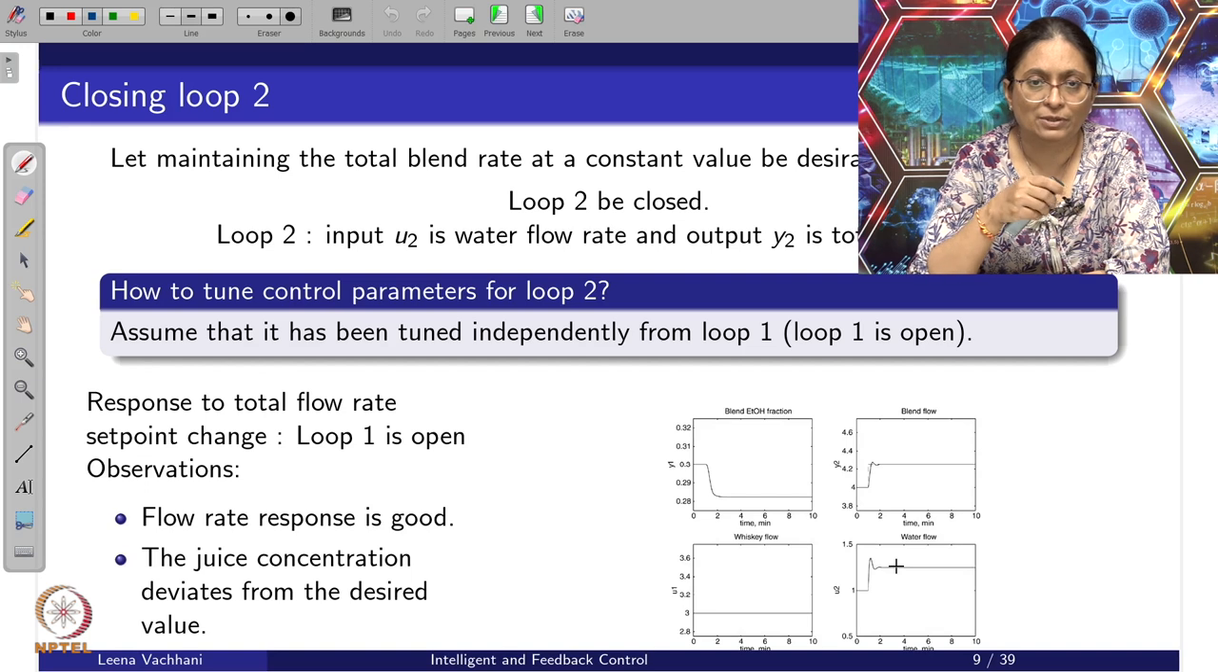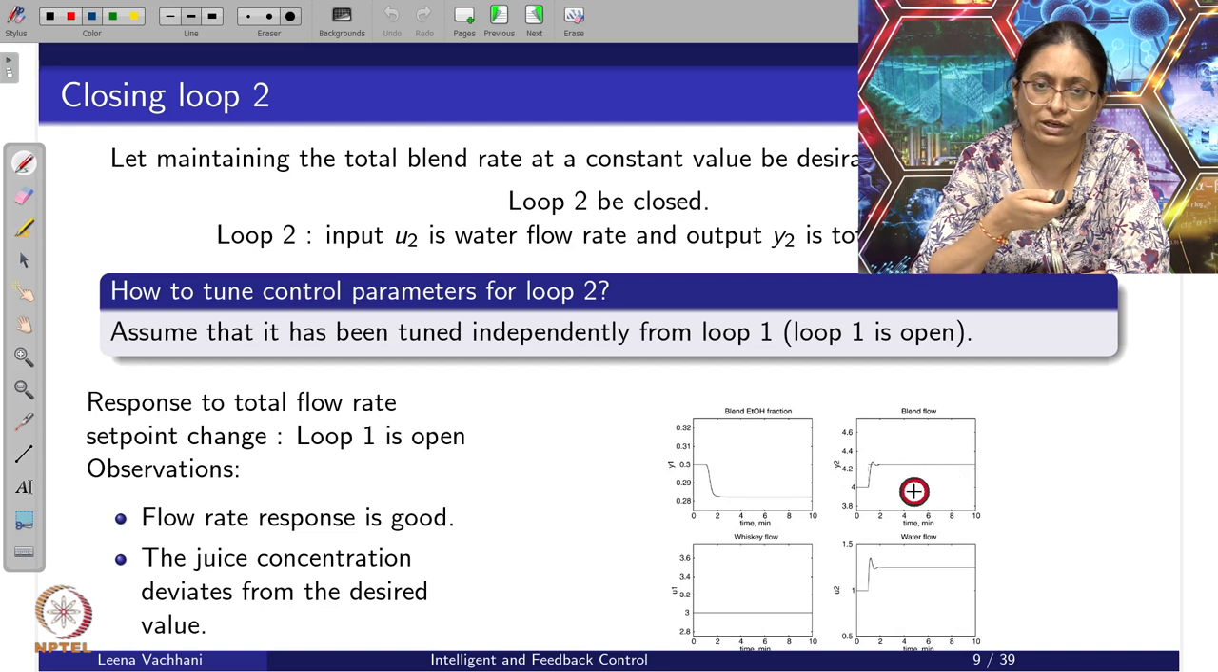If that is the case, then as soon as there is a change in Y1, say Y1 was changed from 0.3 to 0.29, 0.28, fine, Y1 has changed. Now we have given the disturbance. Sorry, the set point for Y2 is 4.2 here. U1 is not making any changes. If I try to change this total blend rate, because of U2 the change happens, but Y1 is now getting disturbed. So this is the case when loop 2 is closed but loop 1 is open.